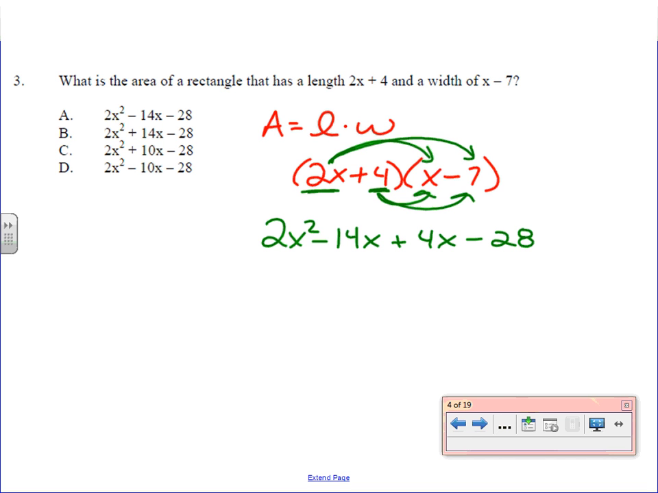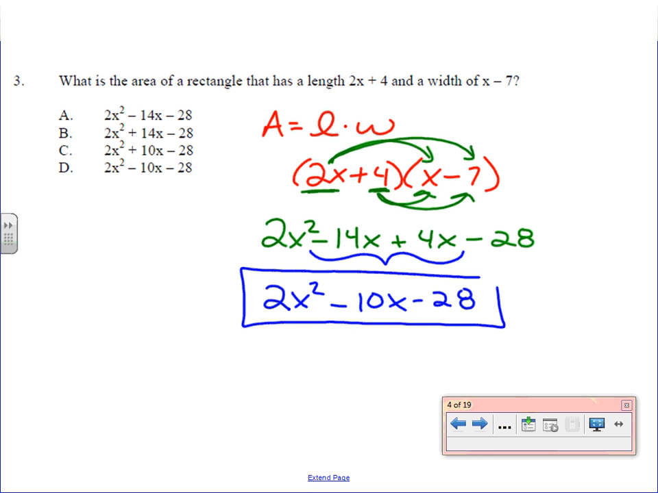We're not quite done yet, because if you look closely, those two terms in the middle, they are like terms. They both have an x on them, so we can combine them. So if I put a negative 14x with a 4x, negative 14x plus 4x would be a negative 10x. So this is as far as I can go. There are no more like terms. That's the choice that I'm looking for.